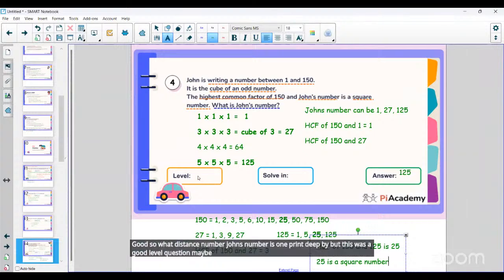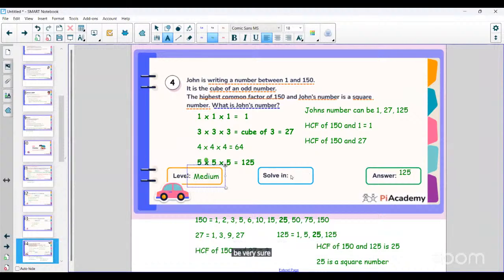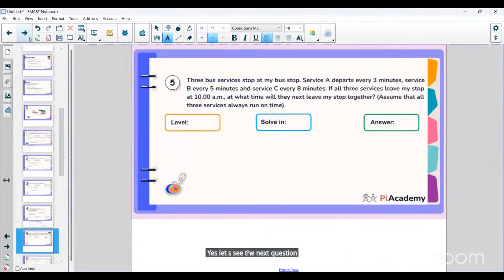Well, this was a good level question. We will call it a medium level problem, and you guys must be able to solve it in under a minute and a half. Okay, so 1.5 minutes. All right. So this question involved using up the clues and sorting things out. Yes, let's see the next question now.